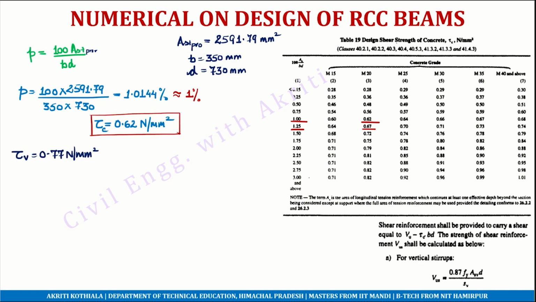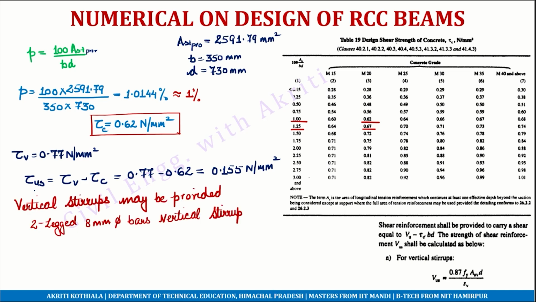From the previous steps, we know tau V is equal to 0.77 Newton per mm square. This is the nominal shear stress. This is the shear stress which concrete can resist. So for the difference between the two, we will have to provide shear reinforcement in the form of vertical stirrups or bent up bars. Calculating, the amount is 0.155 Newton per mm square. So this is the shear stress for which we have to provide shear reinforcement. Since the question does not mention that we have to provide bent up bars, we will simply be providing vertical stirrups.